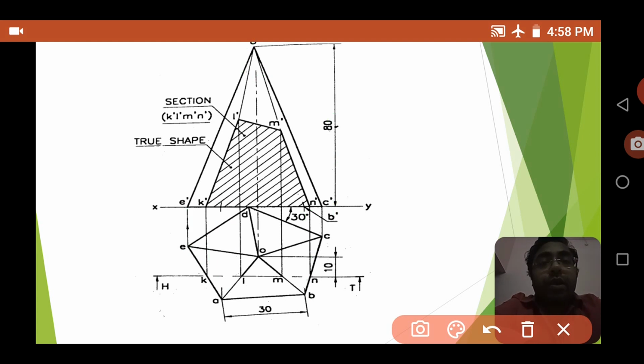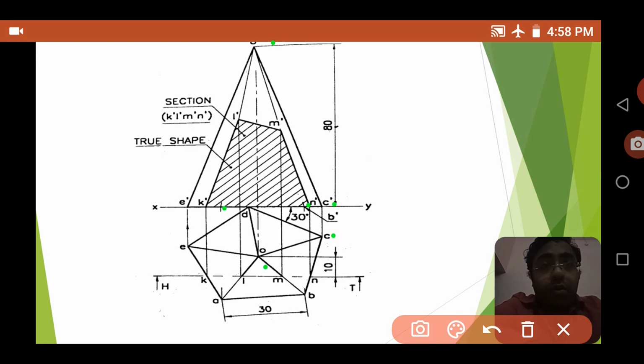Now you can see from E to E dash, and from A to A dash, and here B to B dash, and then C to C dash, and from O to O dash. And as you know, there are chain lines you have to provide.